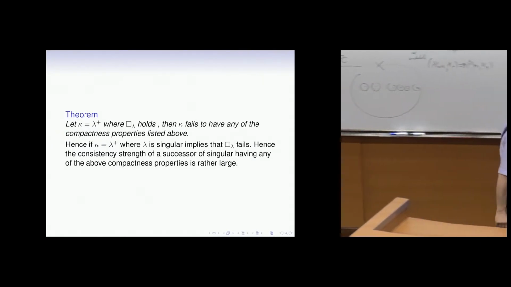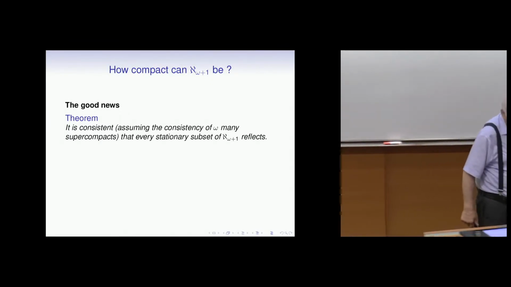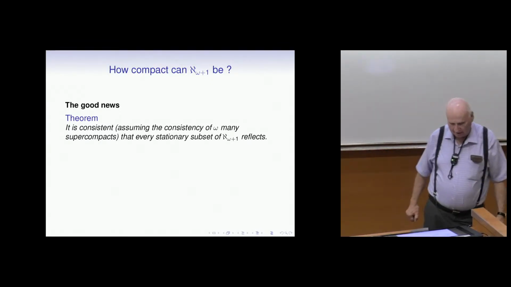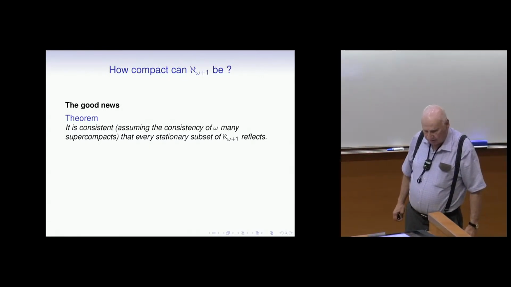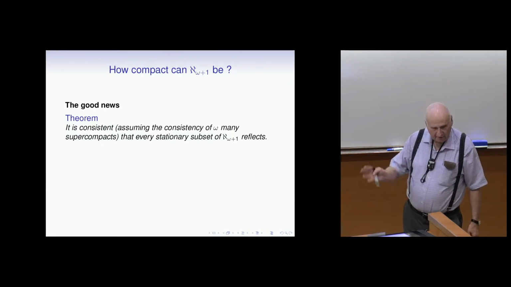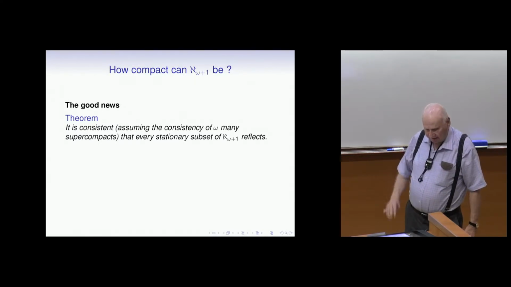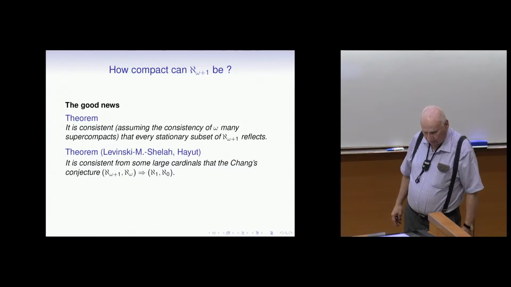Okay, so let's start with a few good news. What is consistent? How compact can Aleph Omega plus 1 be? It is consistent, assuming the consistency of omega many supercompacts, that every stationary subset of Aleph Omega plus 1 reflects. Okay. So that's one consistency option.